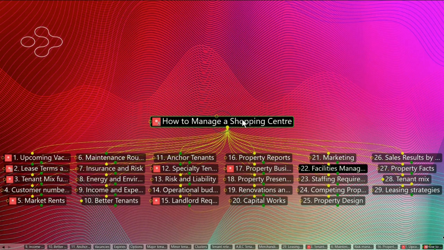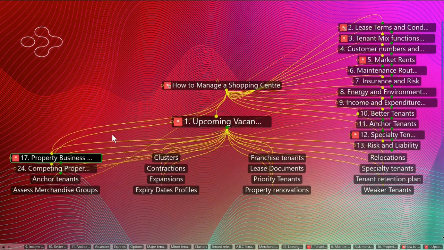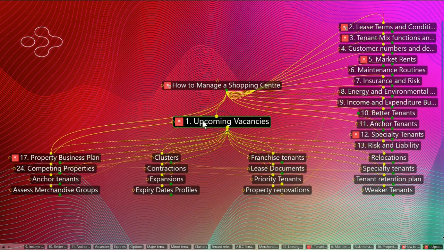So I'm going to go into the first topic here and cover that for you. So how to manage a shopping centre. What would I look at when it comes to upcoming vacancies? So the upcoming vacancies, I'd like to know what's going on within the tenancy mix and the vacancies that are coming up. So that's the key issue.